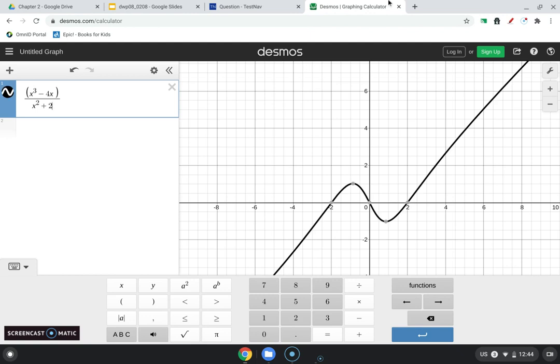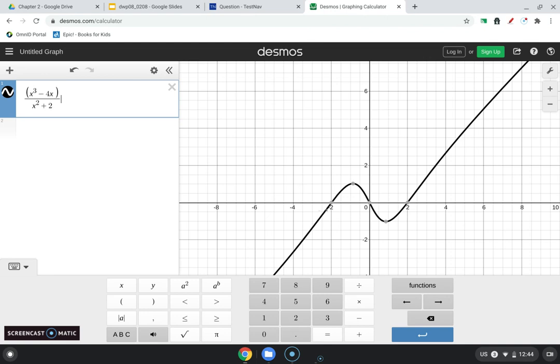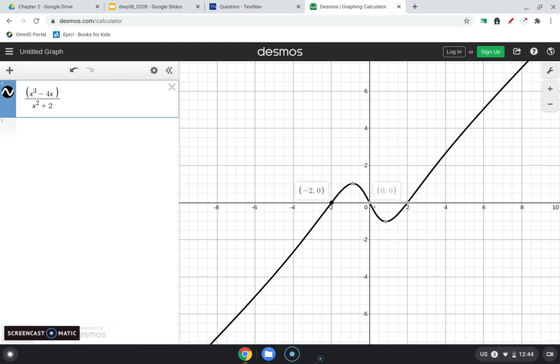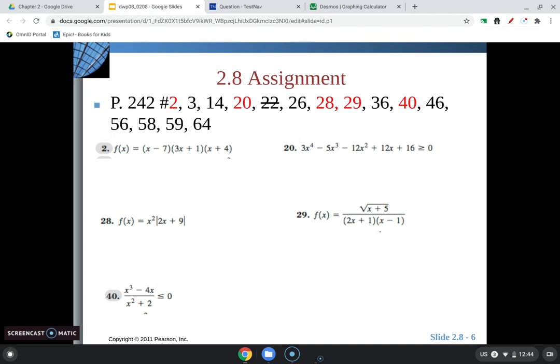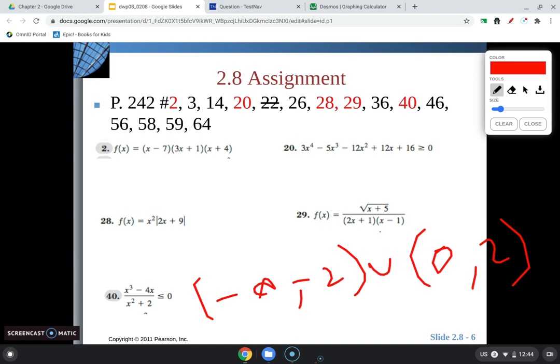Boom. So we want to know when that is less than 0. Well, it's less than 0 from negative infinity to negative 2, and from 0 to 2. That's when it's below the x-axis. We want to know when it's less than, because that's the sign they gave us. So negative infinity to negative 2, and from 0 to positive 2. That is a wrap for section 2.8.